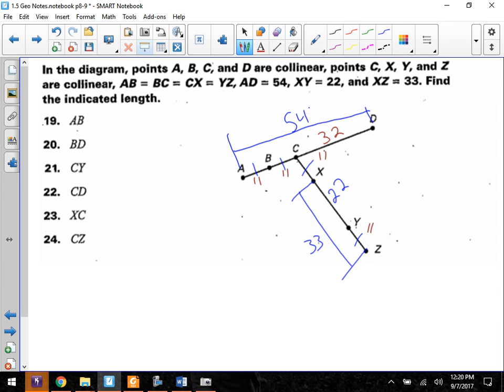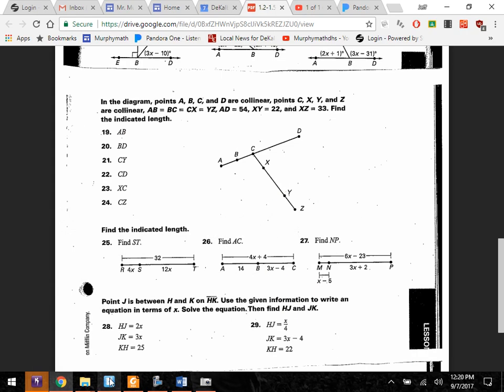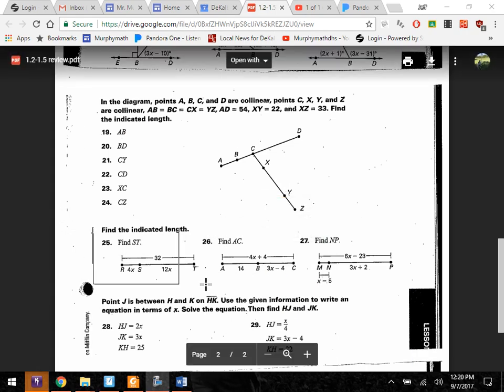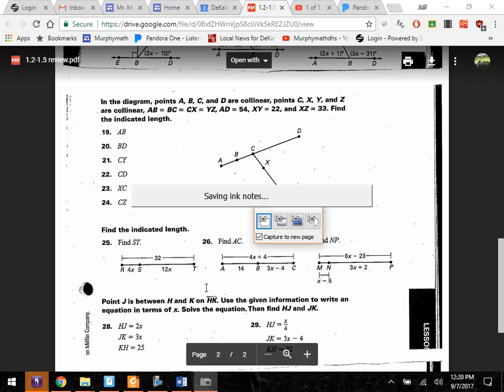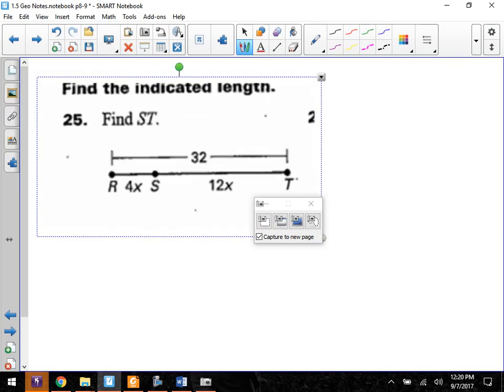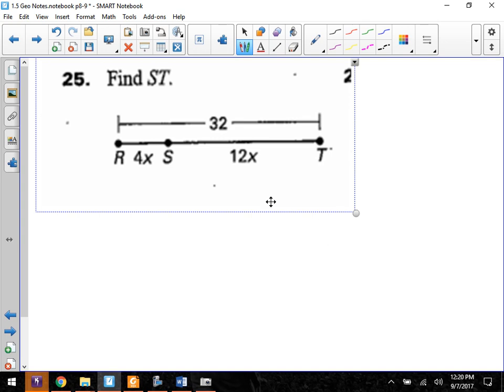While we are still on segments, go to the question right below that. Number 25 says find the indicated length. Find the segment ST. Well, is this a midpoint problem or just a segment addition problem? Very good. Why is it segment addition and not midpoint? Correct. And you would also have what written down? You'd have the word midpoint sometimes, or the tick marks. Yeah, exactly. Do you see any of that? No. So what do you write out?